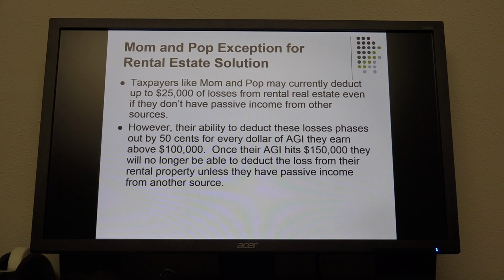Now, between 101,000 and up to 150,000, there's a phase out for every dollar in excess of $100,000 up to 150. So it's a phase out of 50 cents for each dollar of AGI they earn above 100,000. So that makes it zero at 150,000.